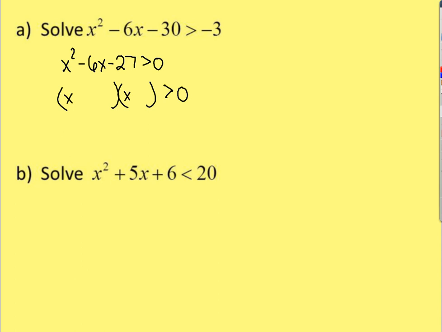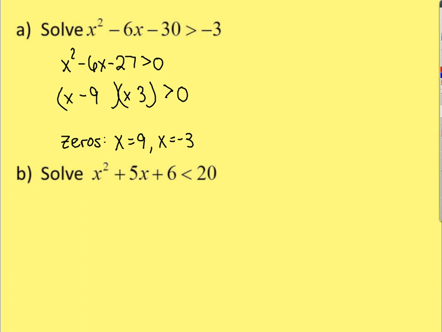We want to see what can multiply to get a negative 27, that adds to get a negative 6. This will be a negative 9 and a positive 3. Remember, when you pull them out of the parentheses, you change the sign. So our zeros for this function are going to be at x is equal to 9 and x is equal to negative 3. The next thing we're going to do is make our sign charts.